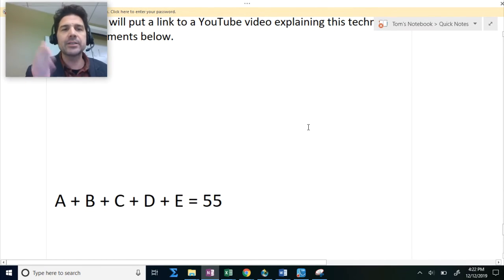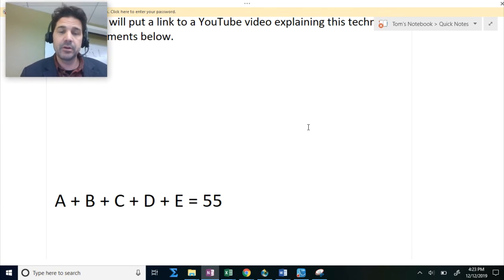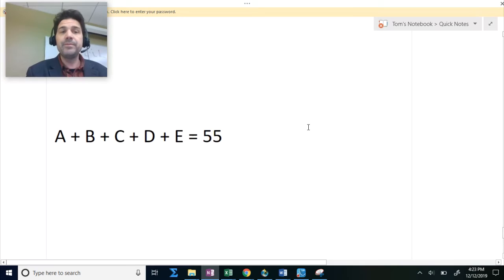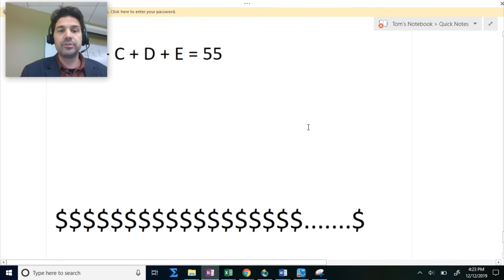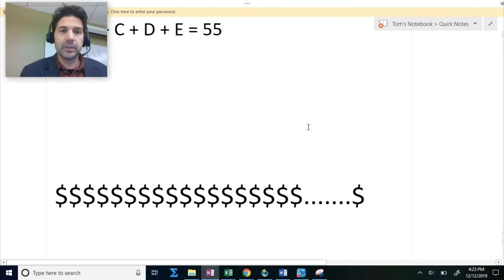So here's the actual problem in a much simplified version. So you have A plus B plus C plus D plus E equals 55, where A, B, C, D, and E are all a positive integer. All right. Now, it's still not an easy problem because you have to know stars and bars. But what stars and bars tells us is that you got 55 stars. I'm going to use, instead of stars, dollar bill signs.